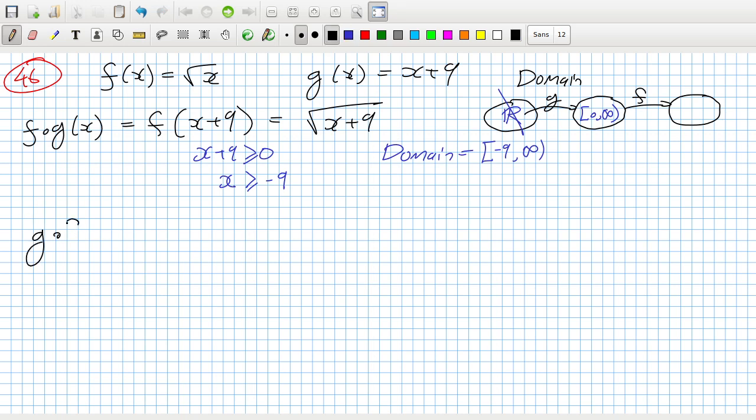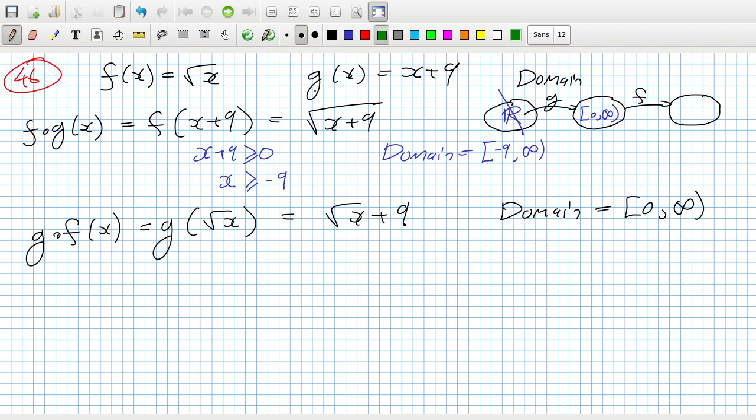And then if we go with g of f of x, that's g of root x, and that's root x plus 9. And again, here you can see that the domain has to be 0 to infinity. So that's unfortunately an even question that we can't know for 100% certain. Well, I'm pretty confident that this is right unless I've done something silly here. So that's the first one, that's its domain, and then that's the second one, and that's its domain. Yeah, okay.